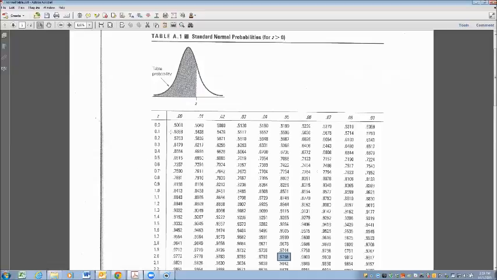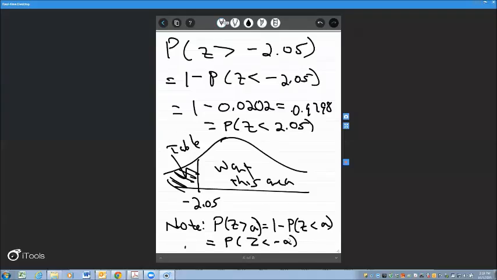I prefer to use the complement, the 1 minus the probability of z less than a. But you can take advantage of the symmetric aspect of it if you wish.